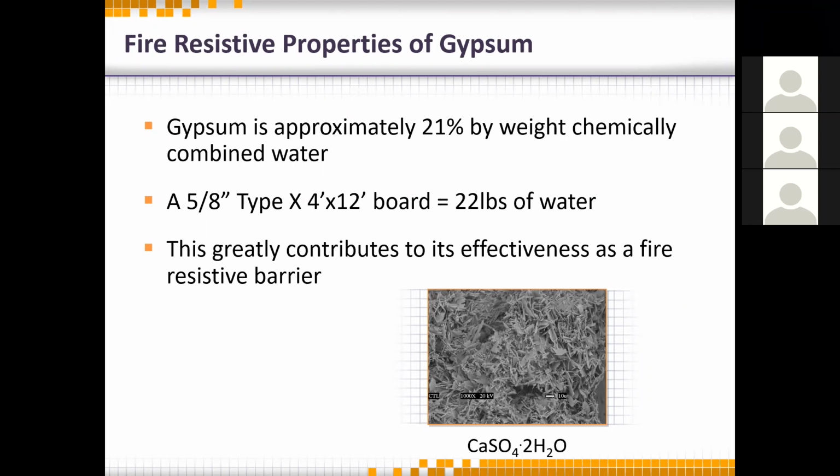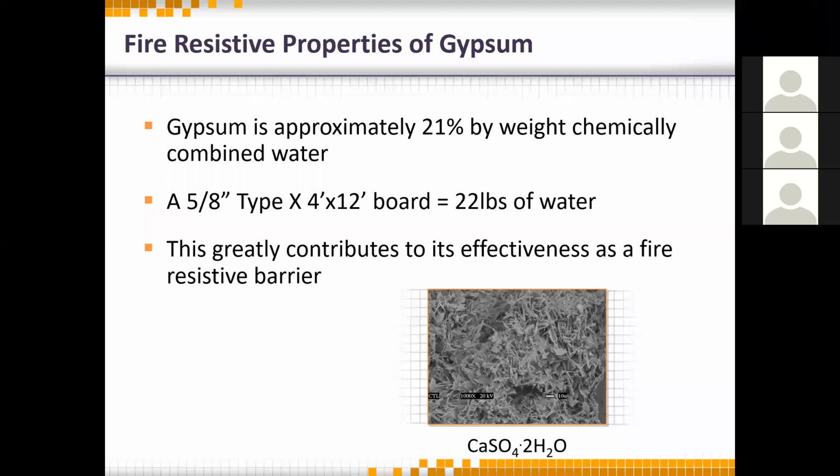So Scott mentioned a couple of times the fire resistant properties of gypsum, and let's take a look at that now. Gypsum is a mineral, it's quarried. They break it up and they transport it to factories where it is combined with a couple of other products so that it becomes 21% by weight chemically combined water, and that's calcium sulfate plus 2 parts of water.